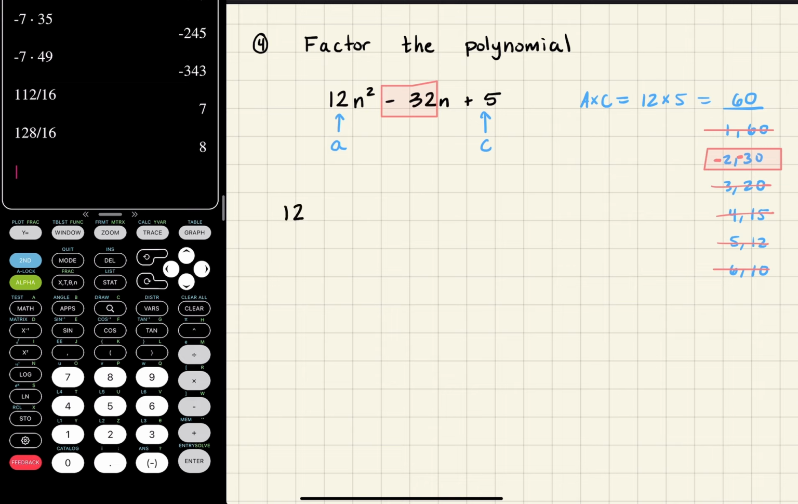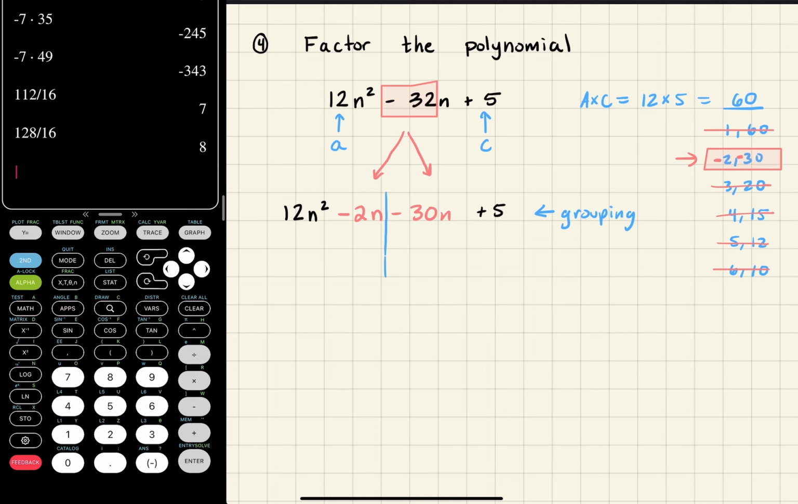Next, we'll rewrite our trinomial, but we've got to split the middle term up using the two numbers we found over here. So instead of writing minus 32n, we're going to write minus 2n minus 30n, and we are ready to go. Now it's a factor by grouping problem. So we can split it down the middle.